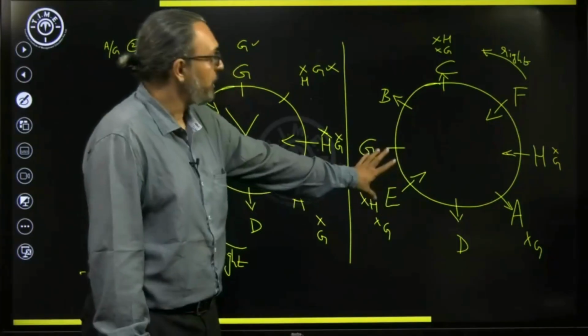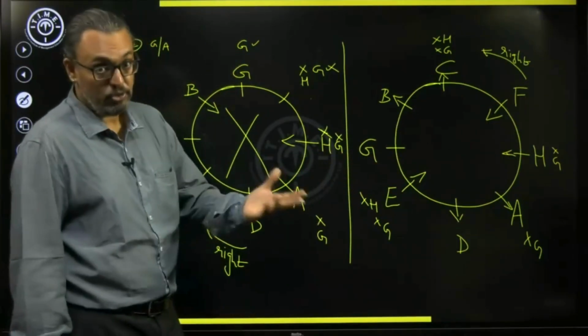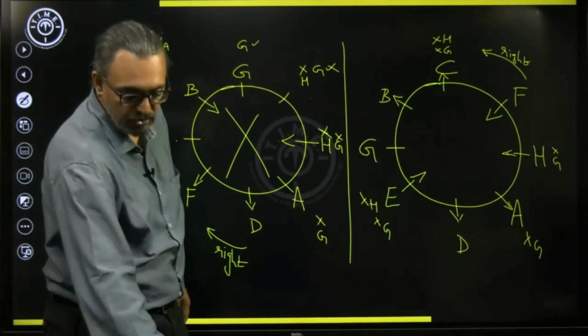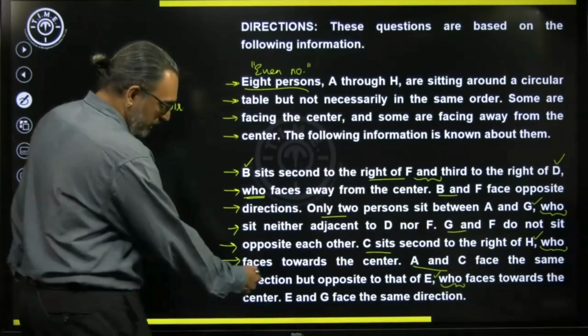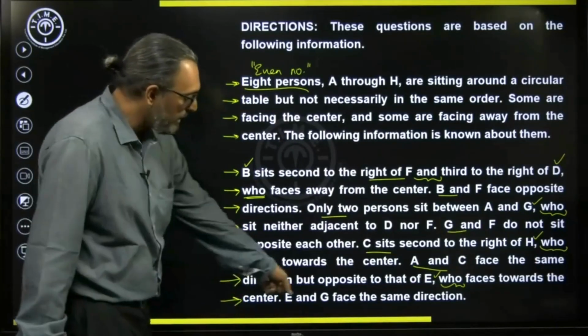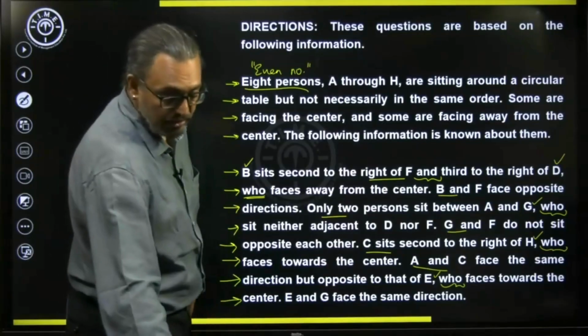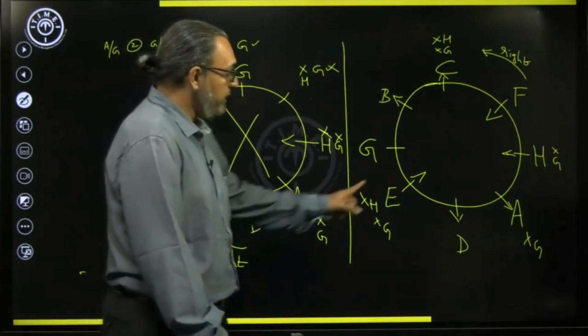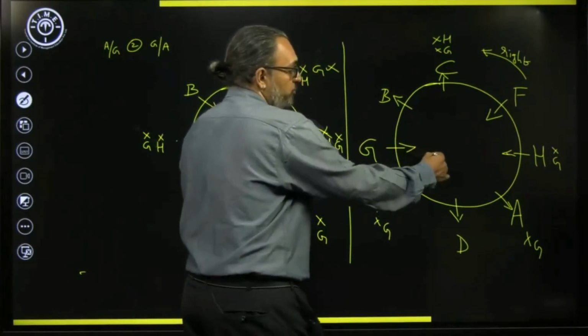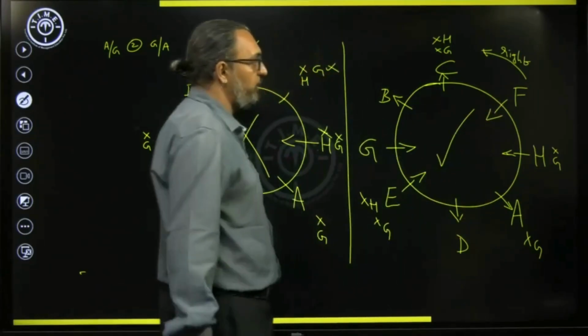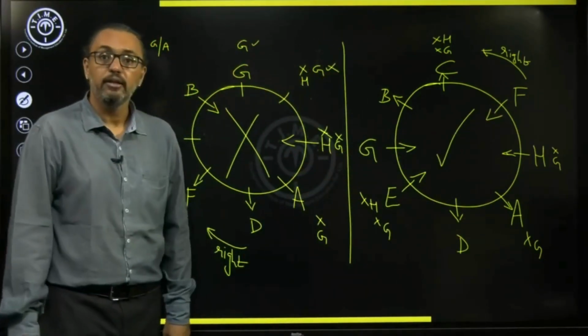Now the directions are also fixed except for G. So we will have to look into G. So what else we have here? Finally, he says E and G face the same direction. So E is facing the center. So G should also face the center. So that way we get our final arrangement.